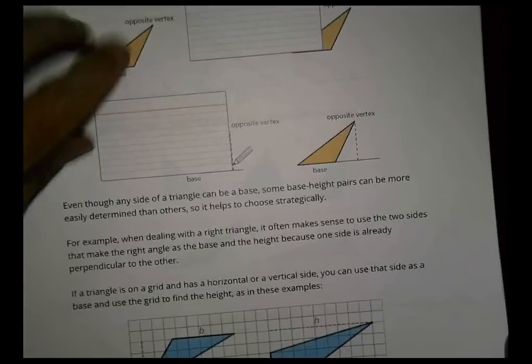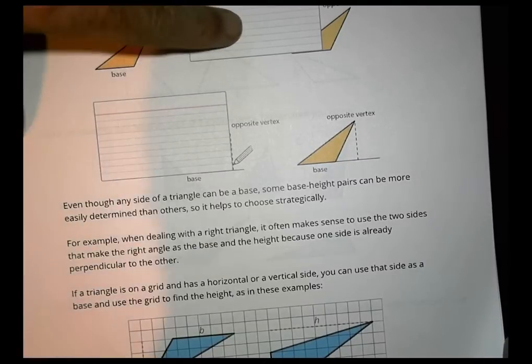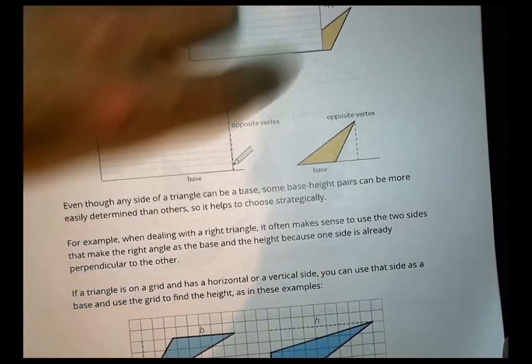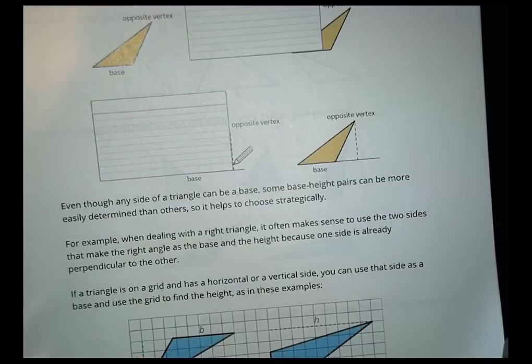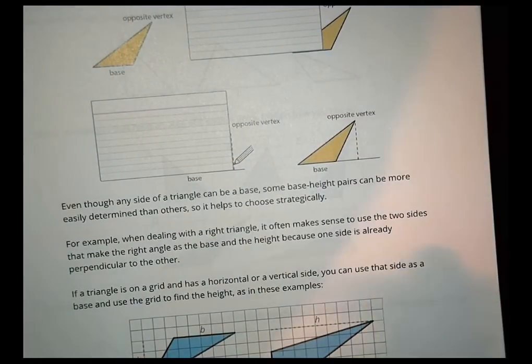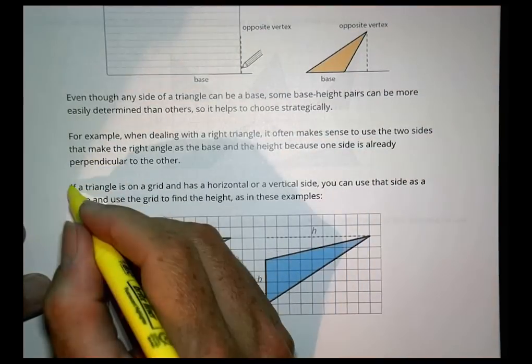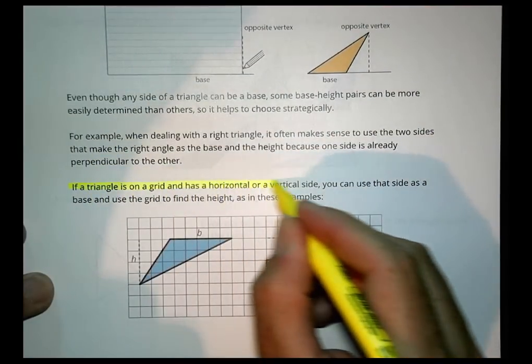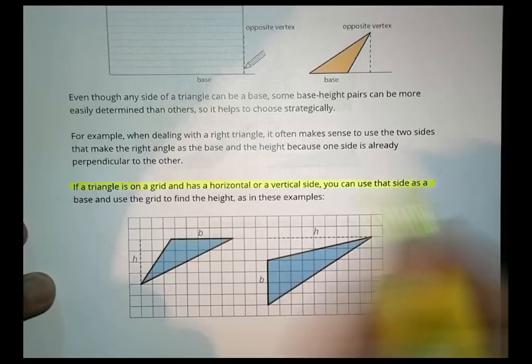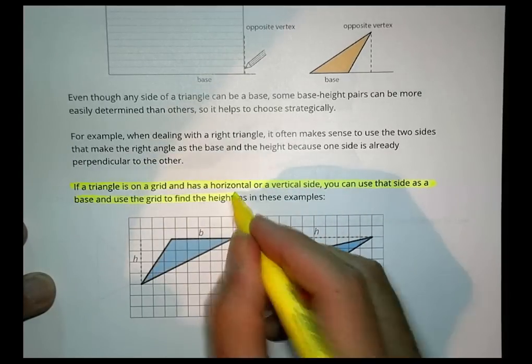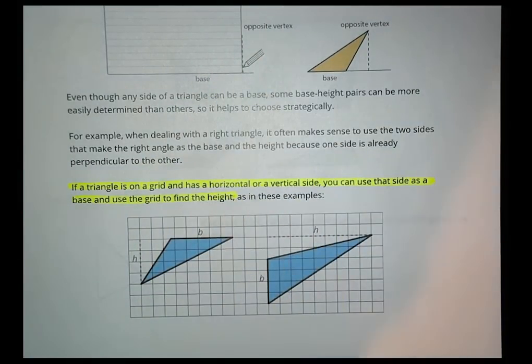You can also do it for the ones that extend outside by drawing that line, pushing it across, drawing the line when you get to the vertex, and then move your card back to see what you have there. Okay, so just good practice there. And then again, if a triangle is on a grid and has a horizontal or vertical side, you can use that side as a base and use the grid to find the height. So it's really handy when it does have a grid and a line is actually on one of those grid lines. So that's a really good useful tool.